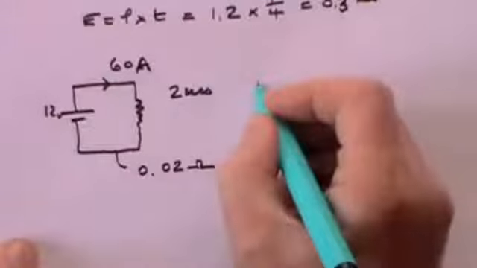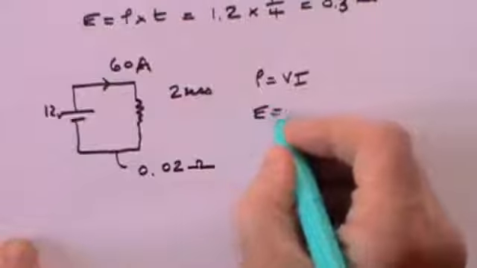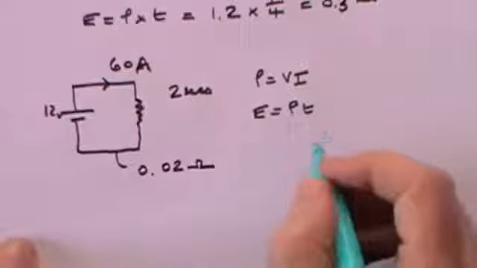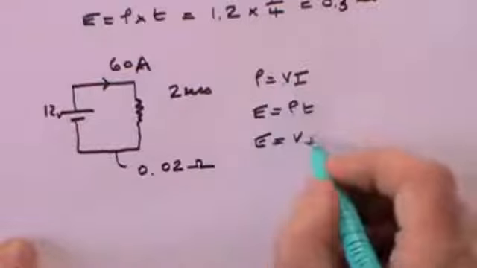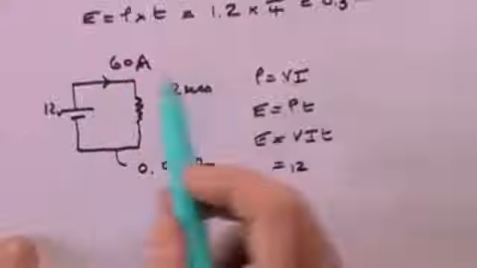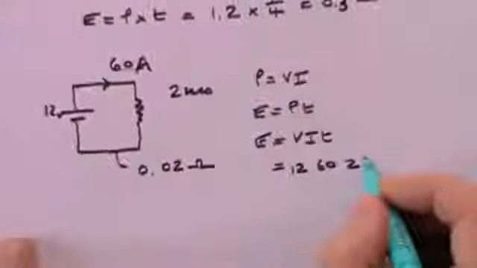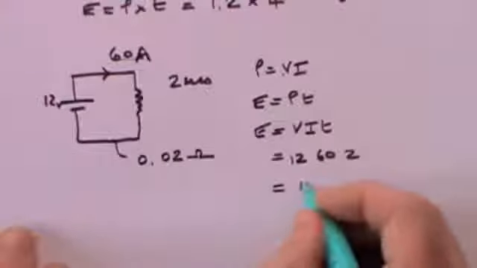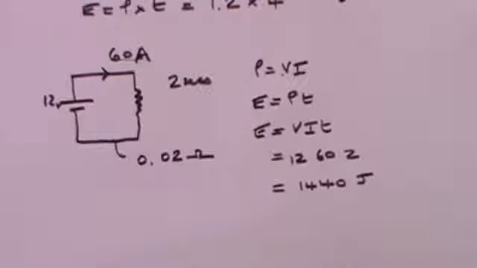So the power is VI, and the energy is power times time. So energy is obviously going to be the voltage times the current times time, and that is the voltage, which is 12, times the current, which is 60, times the time, which is 2, and that comes to 1440 joules. So the battery will deliver 1440 joules of energy to start the car.